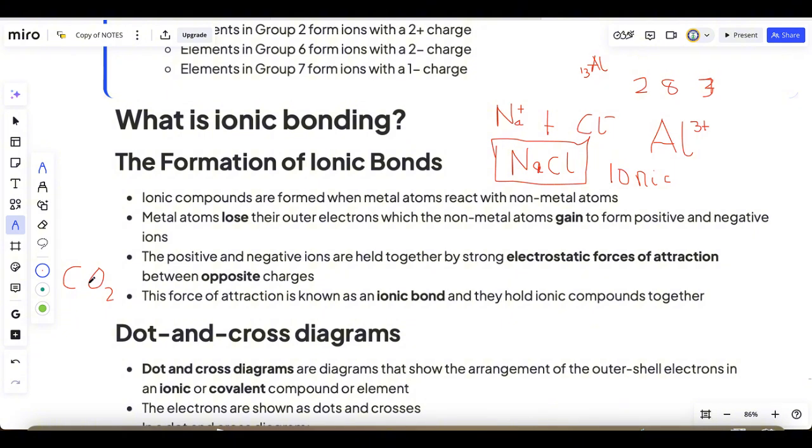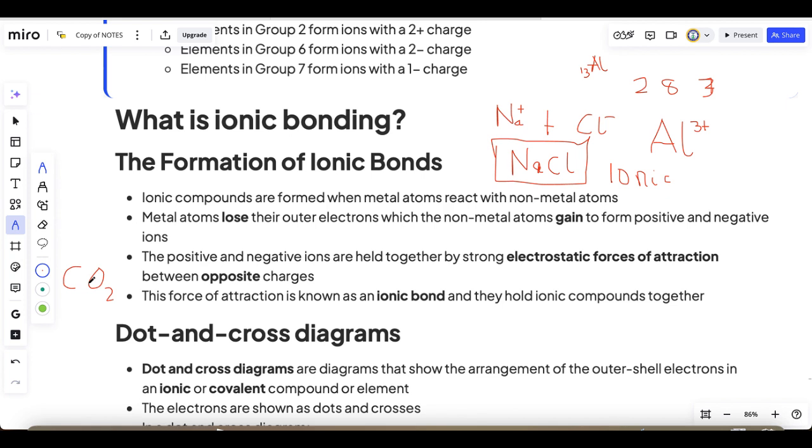Now let's move on quickly to the next one. The metal atoms lose their outermost electrons because they are unstable. They want to give them out. They lose them, and the non-metals gain them. So when one atom loses electrons from the outermost shell, and the other gains the electron to add to its outermost shell, that kind of bond is called ionic bonding.